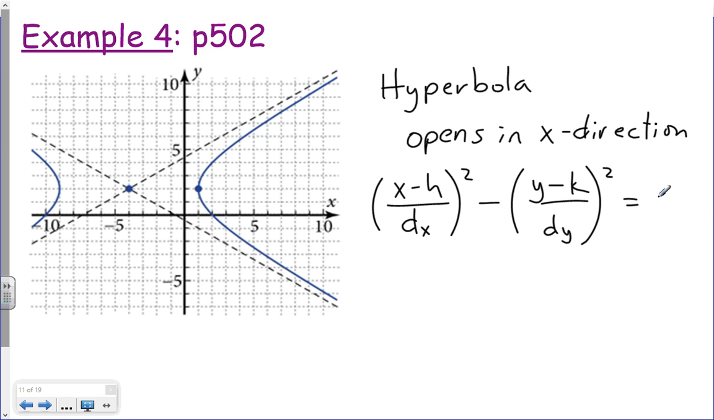I like writing that equation down because that gives me a game plan of what I need to do to answer the question. I need four things: an h, a k, a d sub x, and a d sub y. Once I find those four things, we are all set to write our equation.